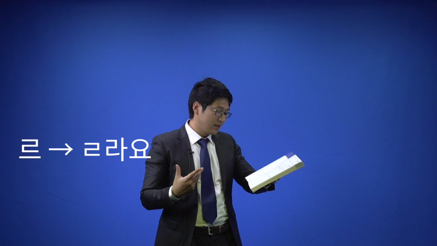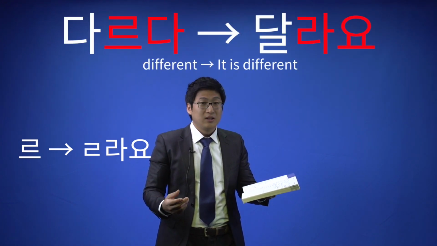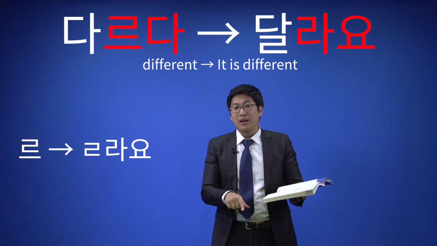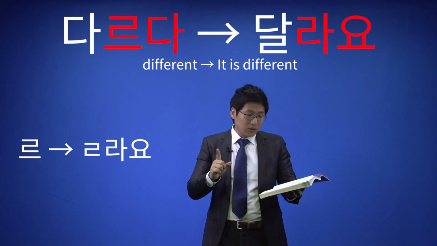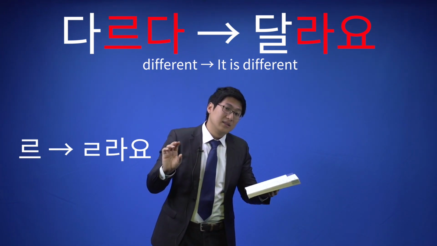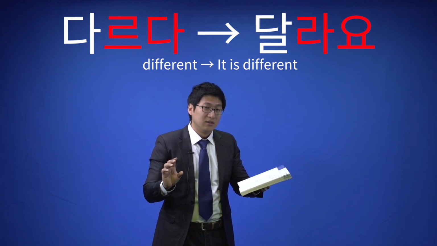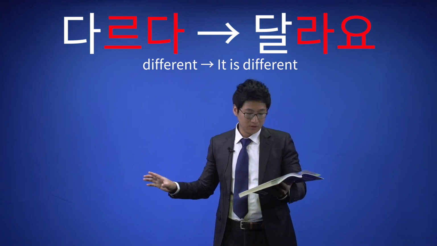And I marked the points in red so that you can memorize the patterns. You don't have to memorize all the words, but memorize some patterns because we don't know what words we will learn. So, for example, if it ends with 르, like 다르다, different, the 르 becomes bottom ㄹ and 라. So 다르다, 달라요. Not only that word, but also every word that ends with 르 becomes bottom ㄹ and 라요. Something like this.